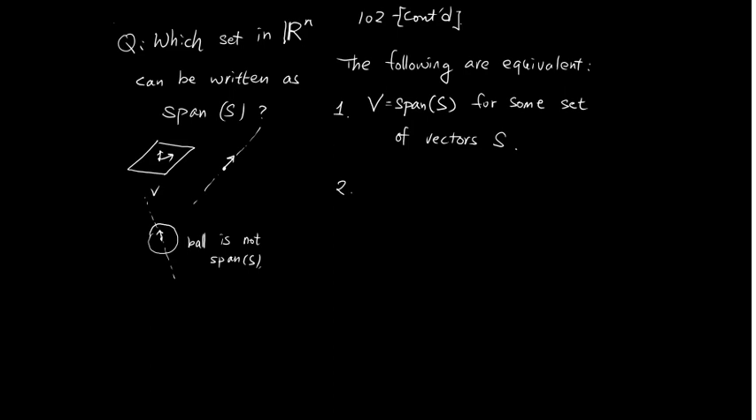The second description is quite different. V is again a set, but V satisfies the following. The first one: V is not empty, because you can always choose 0, 0 as the coefficients. So the zero vector is always in a span.